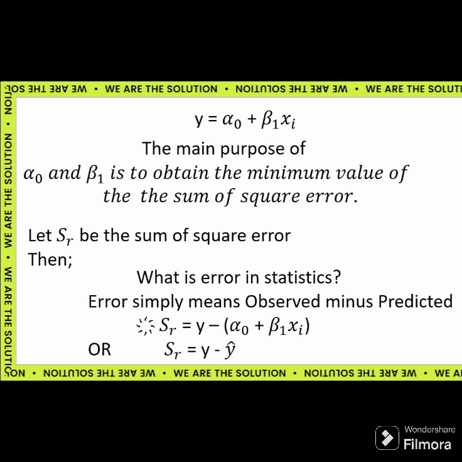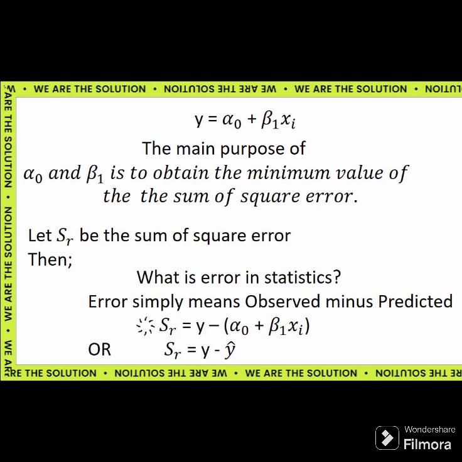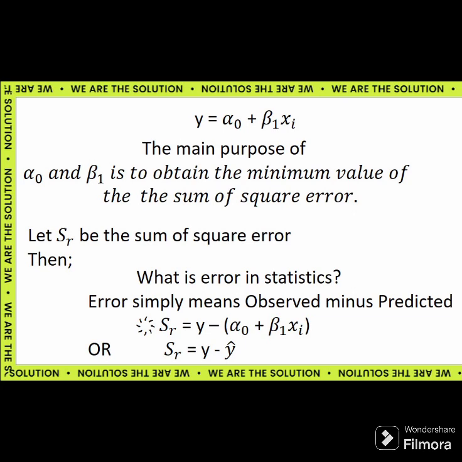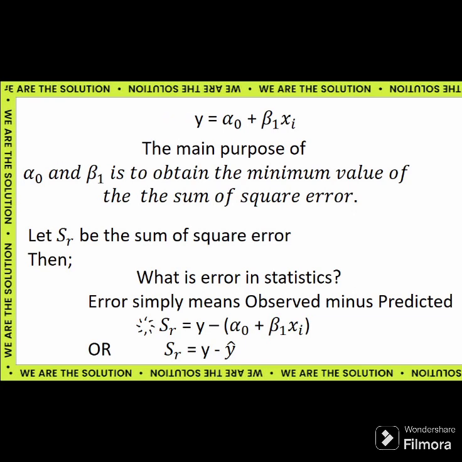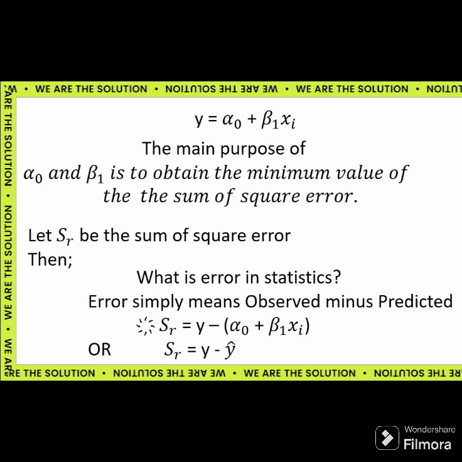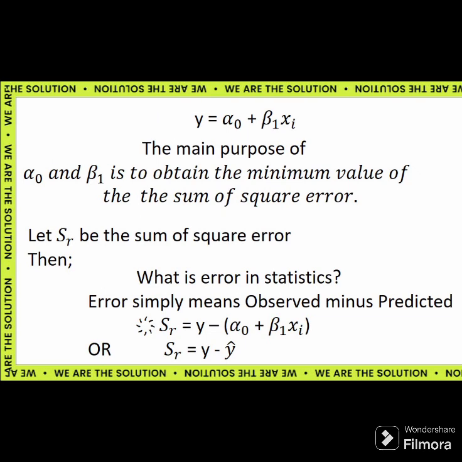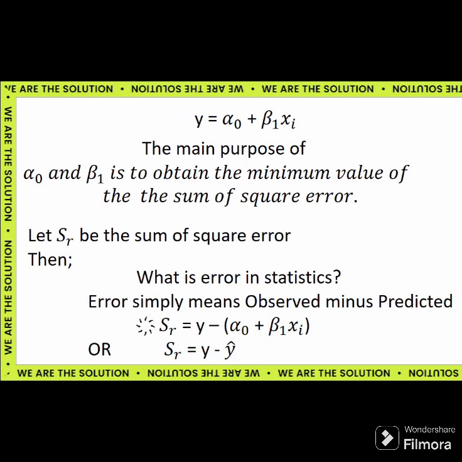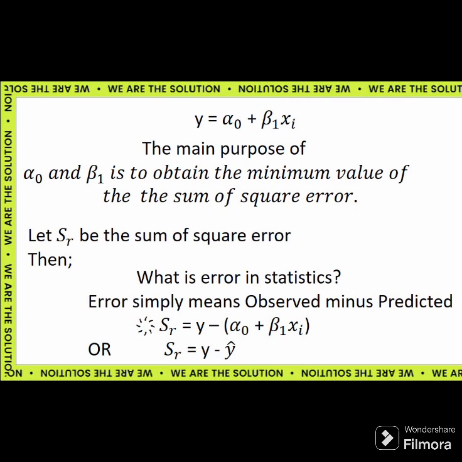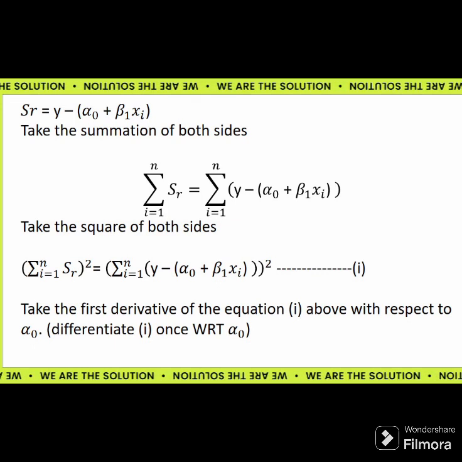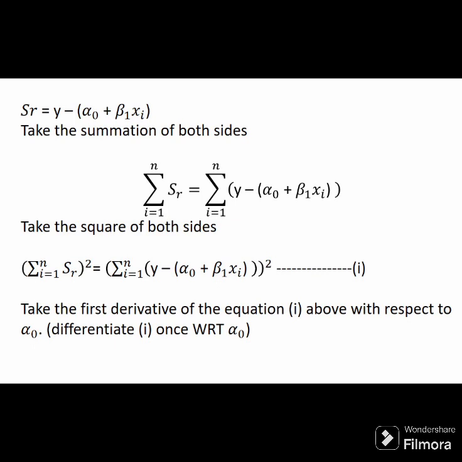Then, what is error in statistics? Error simply means observed minus predicted value. Statistically, error equal to y minus (alpha naught plus beta 1 x subscript i). Take the summation of both sides. So therefore, we have already taken the summation of both sides. That's at the top there.